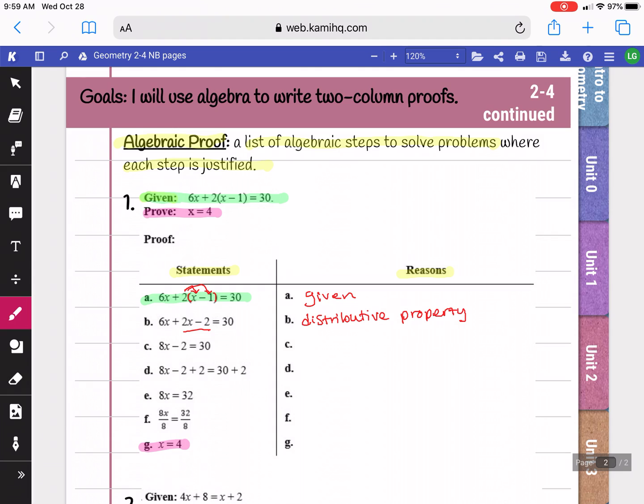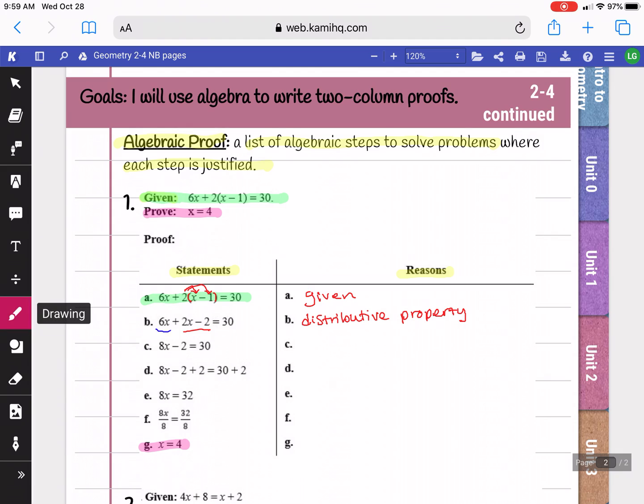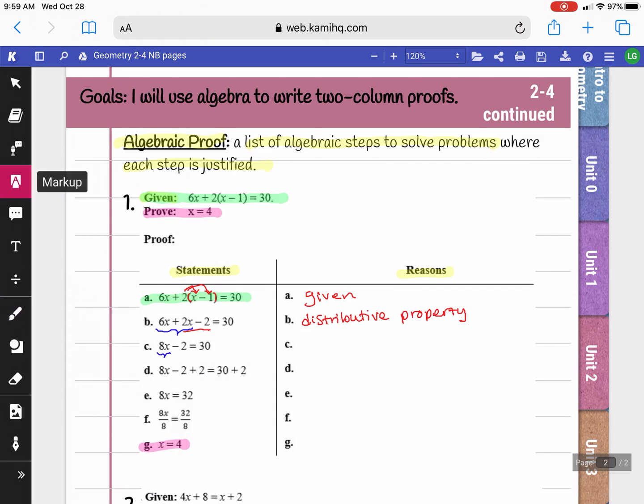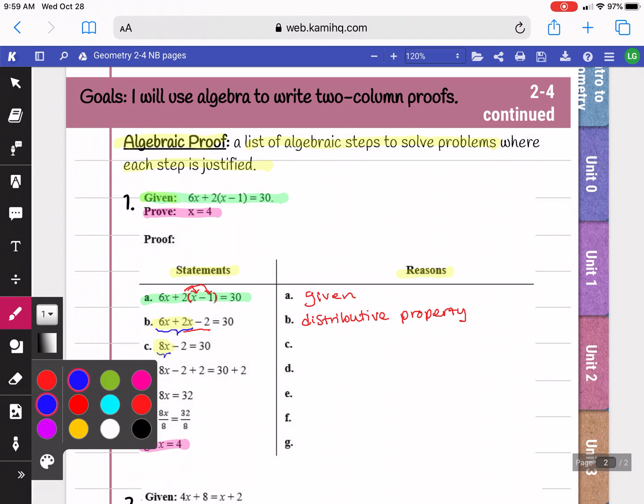Now, if I look from B to C, I want to see what's going on. So normally from here, you'll combine like terms. So here what happened was they're combining 6x plus 2x and replacing it with 8x. So remember, when you combine like terms or simplify, you're actually using the substitution property. So we're combining like terms here. Again, when you combine like terms, you're using your substitution property.